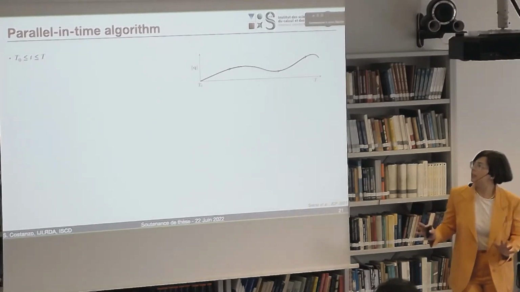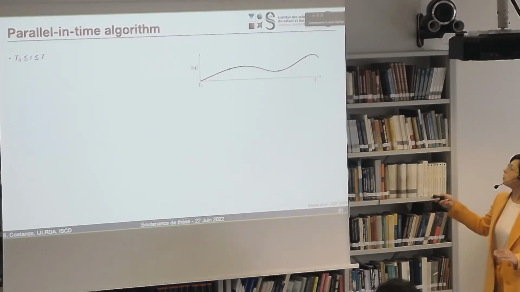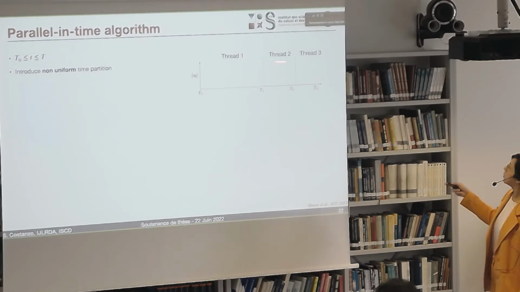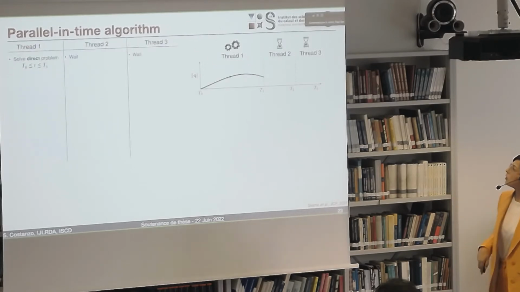So let's try to understand what happens here. We want to solve the problem from T0 to T. We introduce a non-uniform time partition. Okay? So here we're using 3 threads. We start solving the direct problem up until T1 on thread 1. The other 2 cores are waiting.